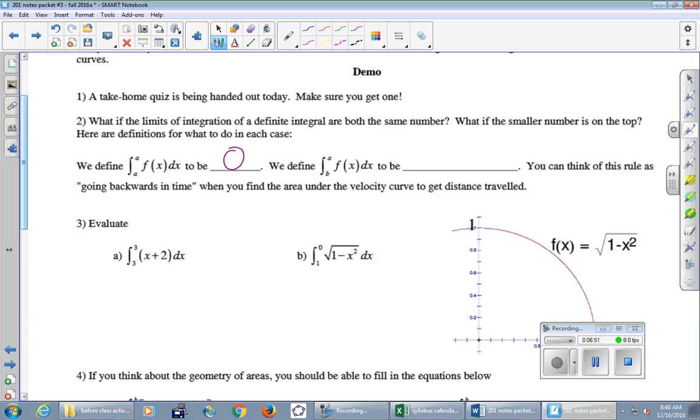Oftentimes, we say the integral from a at the bottom to b at the top, but the limits might be reversed. There's nothing special about alphabetical order here, but the limits might be a bigger number on the bottom and a smaller number on the top. Let's take a quick look at an example.